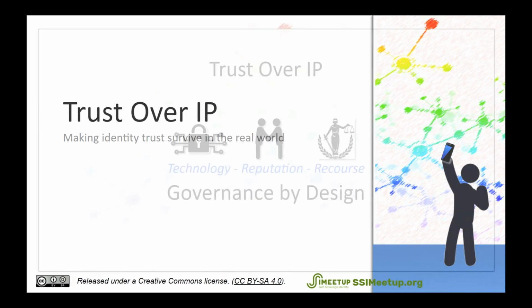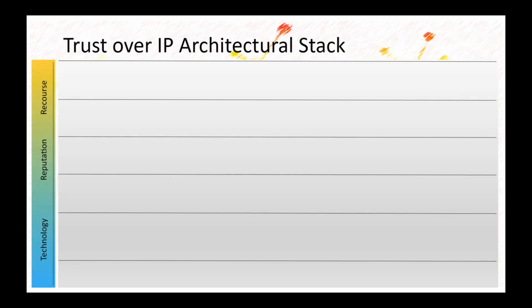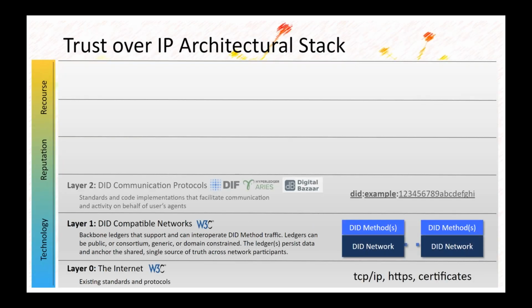When we talk about trust over IP, there are really three aspects of it: technology, reputation, and recourse. I'm going to go into each of these in a little more detail, but it's all about this concept of governance by design. I'm just going to go ahead and build this whole stack here and go over it.